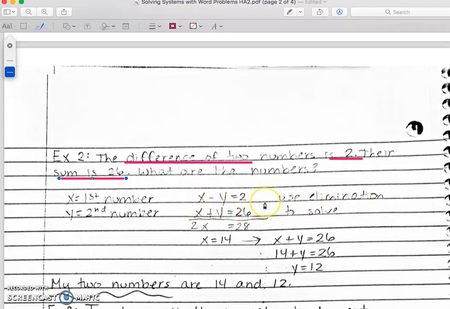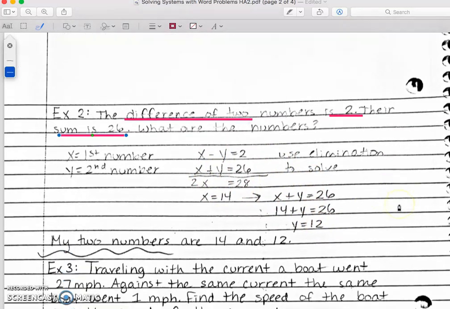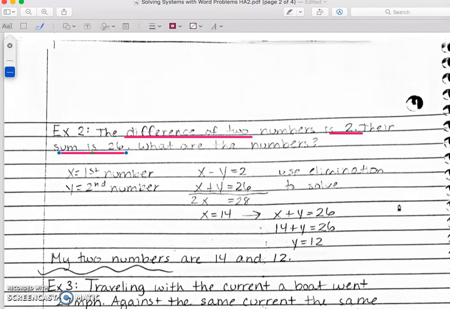Pretty clear to me that I'm going to use elimination on this one because my y's already have opposite signs with the same value in front. So then I add straight down, I get 2x is 28, which means that x is 14. X here was just my first number, so I still have to solve for number 2. So I take that 14 and I plug it into either one of these two equations, and I solve, and it gives me y equals 12. So my solution to this one would be my two numbers are 14 and 12.